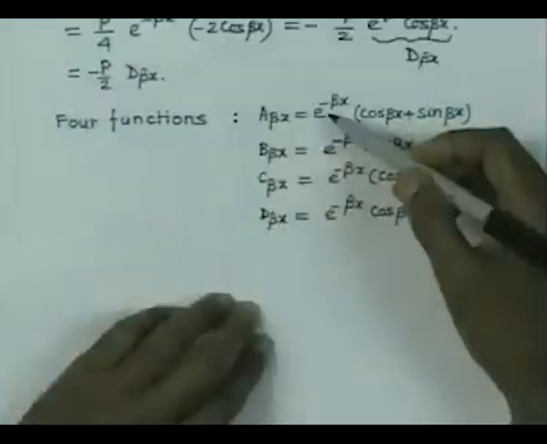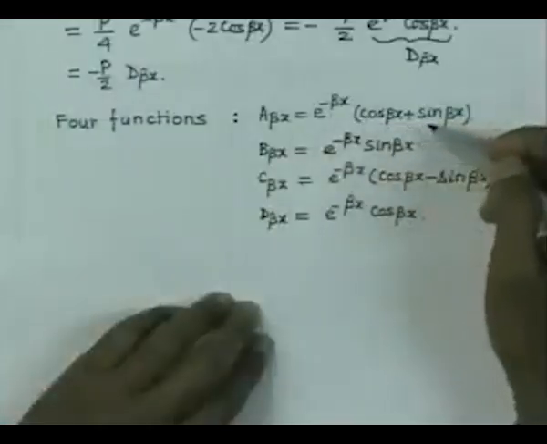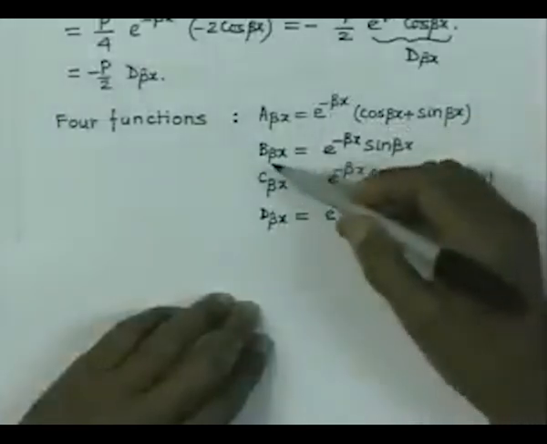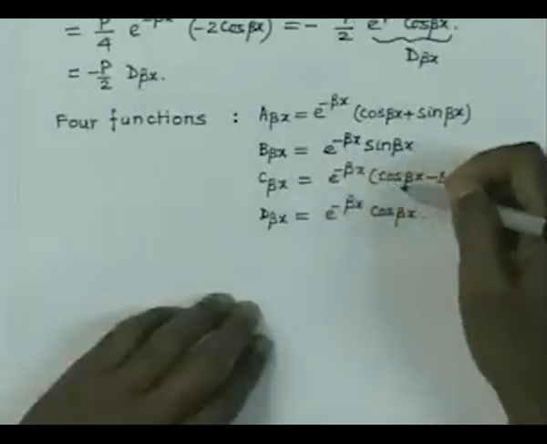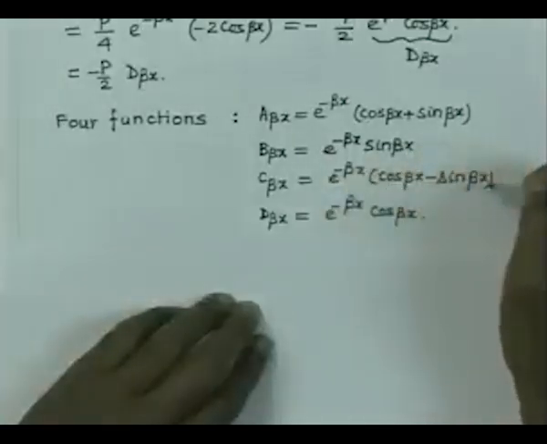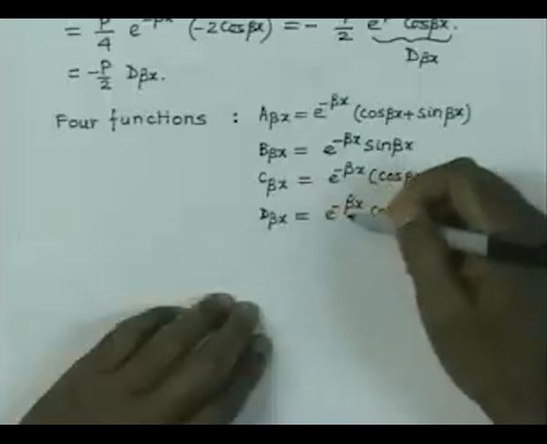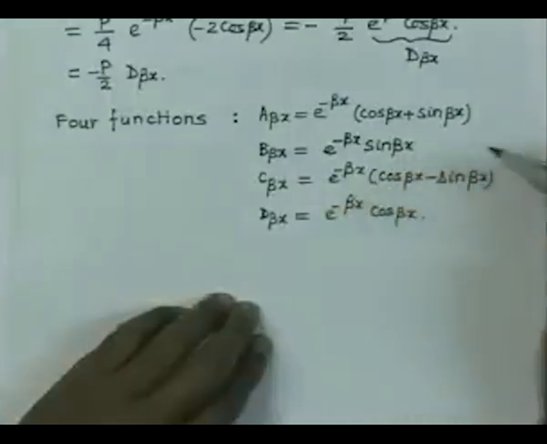So, we have got all the quantities of interest: deflection, slope, bending moment and shear force. The expressions that we have finally obtained are written together. A beta x is equal to e to the power minus beta x into cosine beta x plus sin beta x. B beta x is e to the power minus beta x into sin beta x. C beta x is e to the power minus beta x into cosine beta x minus sin beta x. D beta x is e to the power minus beta x into cosine beta x.